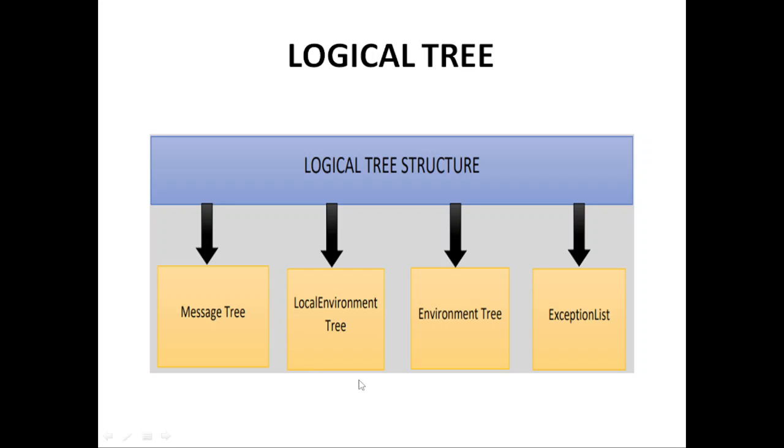Similarly, local environment tree is the tree where, if you store something, it will be available in the immediate next node. To access something from the local environment, you have to use the input local environment. And if you want to send something inside the local environment, you have to use the output local environment.